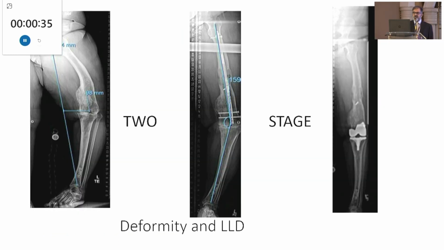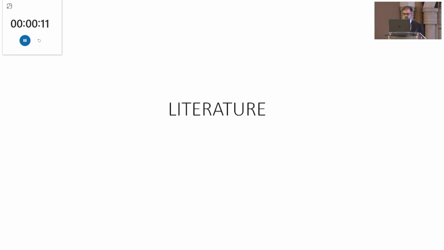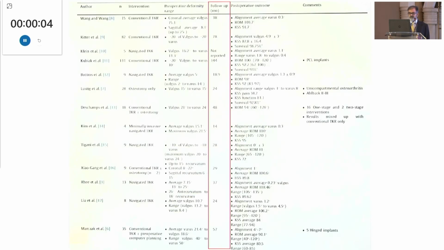And this is a case where you have leg length discrepancy with a femoral deformity. This will need correction of deformity first. So in this case, an expandable nail was used to gain length as well as correction of deformity, and then a standard knee replacement. There are complications, though, of the osteotomies: osteomyelitis, non-union, soft tissue problems. And that is why more and more literature is now coming to sway away from osteotomies, and that's where the navigation comes in.